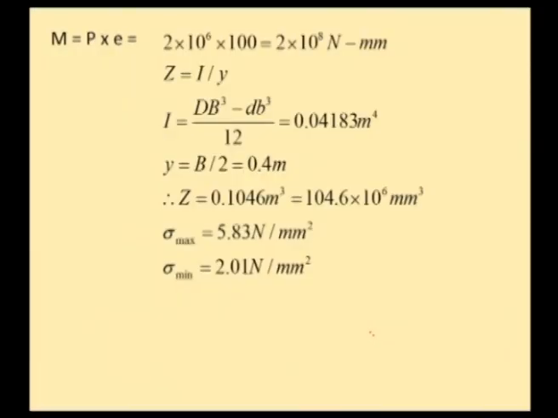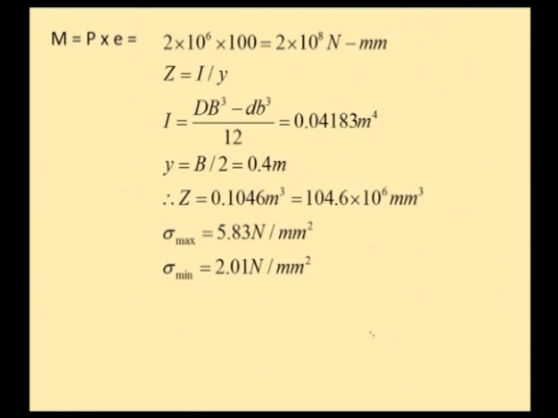So, the moment M equals load into eccentricity. Load is given as 2 mega Newton, which will be equal to 2 into 10 power 6 Newton, and the eccentricity is 100 mm. Therefore, we get 2 into 10 power 8 Newton millimeters.